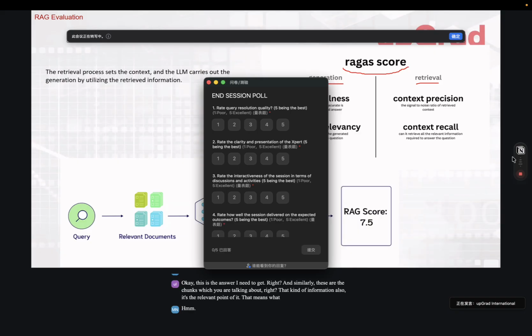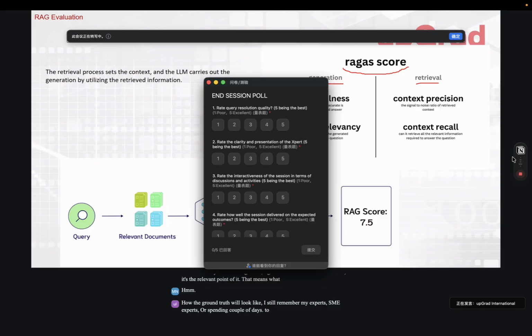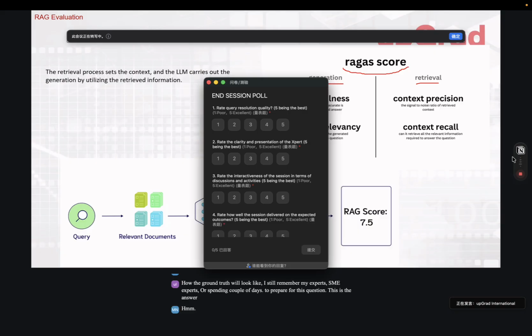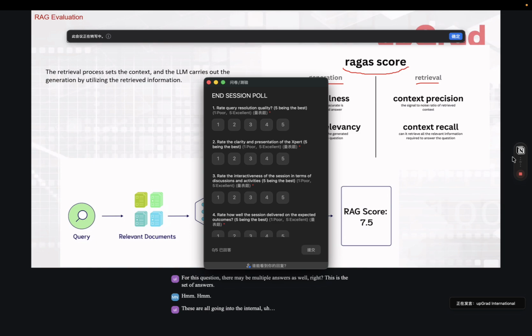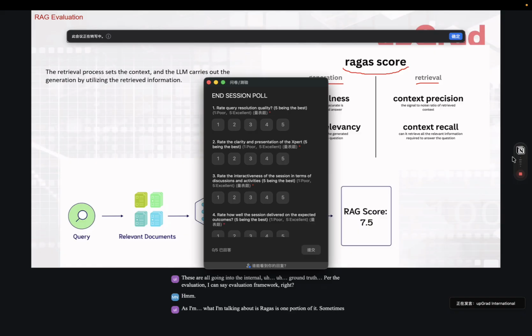That means what? How will the ground truth look like? I still remember my SME experts spending a couple of days to prepare for this question: this is the answer I'm expecting. For this question, there may be multiple answers as well, right? This is the set of answers. These are all going into the internal ground truth for the evaluation framework. What I'm talking about is Ragas is one portion of it. Sometimes you need to add and edit further to get the complete picture. That evaluation framework itself is what we are trying to talk about.